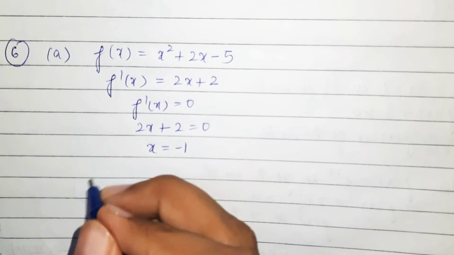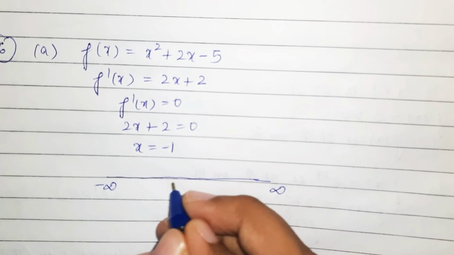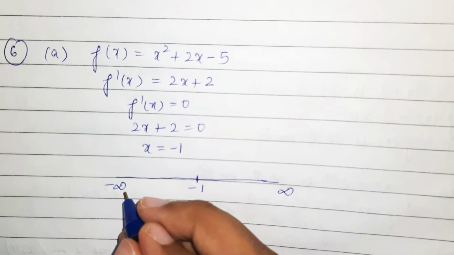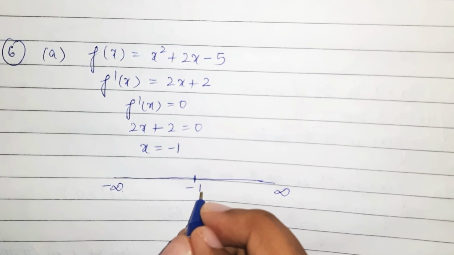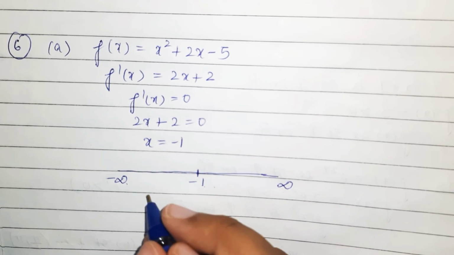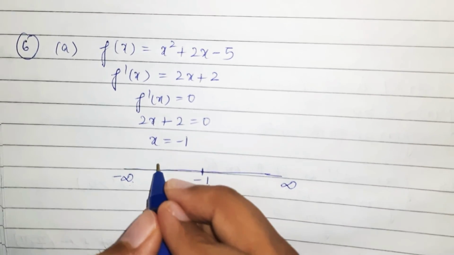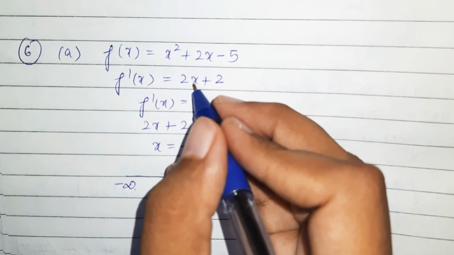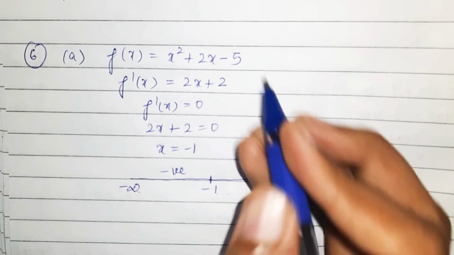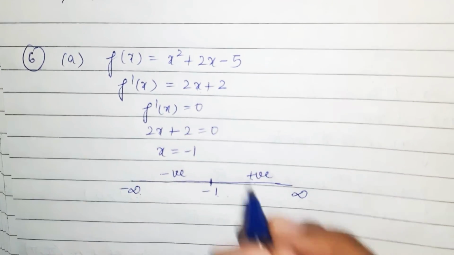x is minus 1. Now if I talk about the intervals, because no interval is given, we'll take the real line. Minus 1. Okay. If I talk about minus infinity to minus 1 and minus 1 to infinity, so for minus infinity to minus 1, f dash x will become, let's suppose I am taking minus 2. So at minus 2, this will become negative. You can write it in tabular form also. And here I am getting positive. Let's suppose I am taking 0. So I am getting positive.